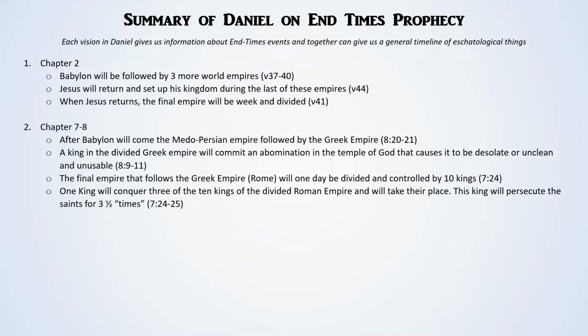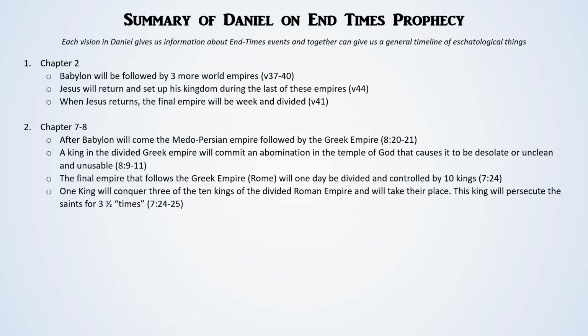Then we see a king in the divided Greek Empire, this is also in chapter 8, will commit an abomination in the temple of God that causes it to be desolate or unclean and unusable. And if you want to just slim it down to just the verses that speak about this in chapter 8, it says, out of one of them came forth a little horn, which waxed exceeding great toward the south and toward the east and toward the pleasant land, and it waxed great even to the host of heaven, and it cast down some of the host of the stars to the ground and stamped upon them. Yea, he magnified himself even to the prince of the host, and by him the daily sacrifice was taken away, and the place of his sanctuary was cast down.